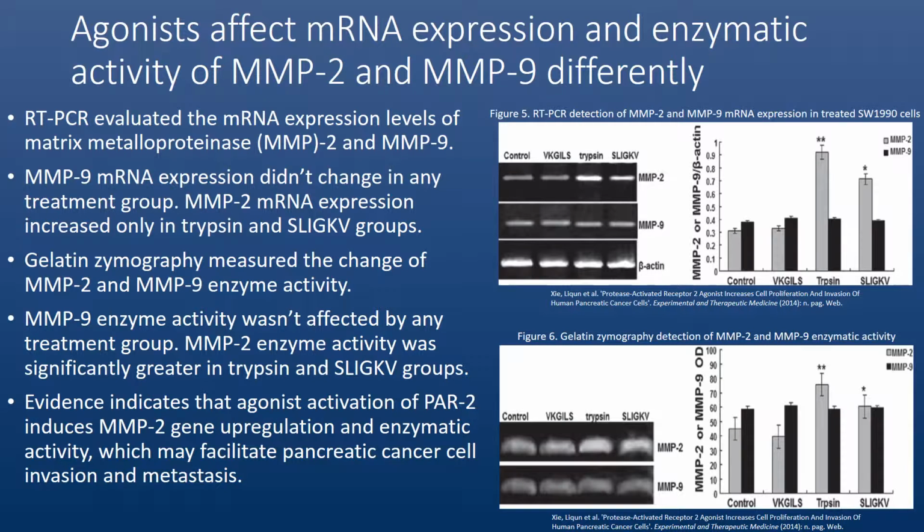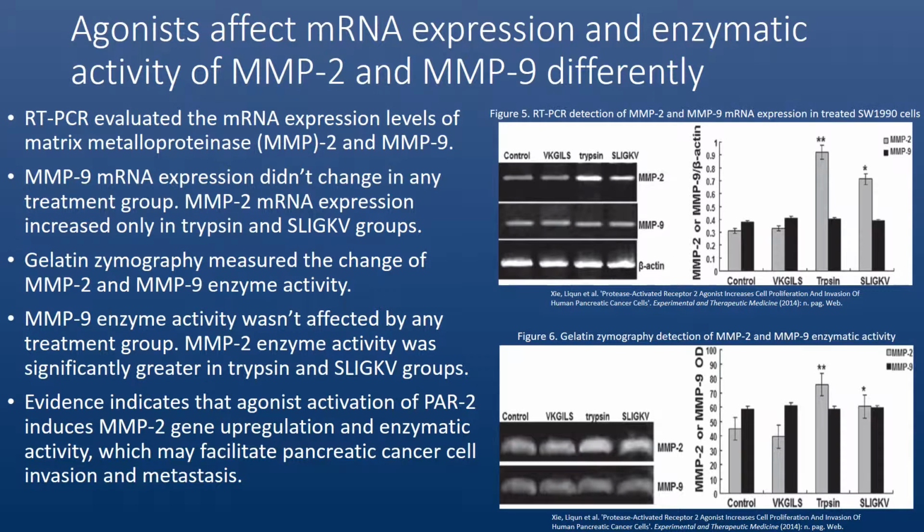Researchers wanted to investigate how the different part 2 agonists affected the mRNA expression and enzymatic activity of matrix metalloproteinase 2 and matrix metalloproteinase 9, two known matrix metalloproteinases. Matrix metalloproteinases, or MMPs, help with the degradation of the extracellular matrix and the basal lamina of endothelial cells. And because they degrade these structures, the tumor cells are able to invade the tissue layers so that they can reach a blood vessel and invade the circulatory system until they can find a distant location where they can proliferate.